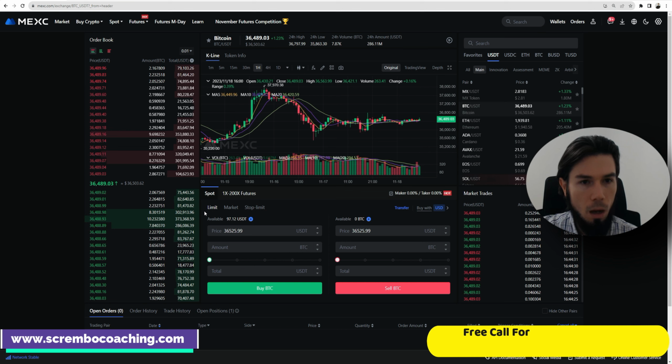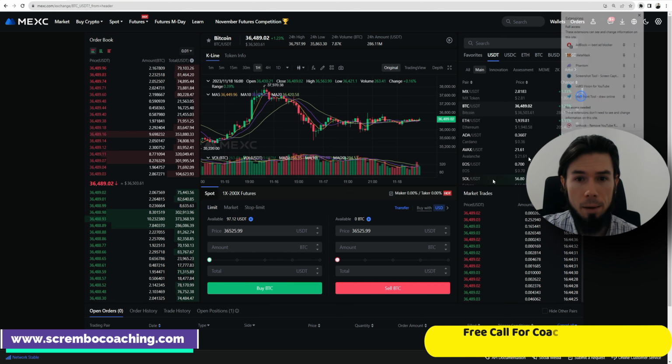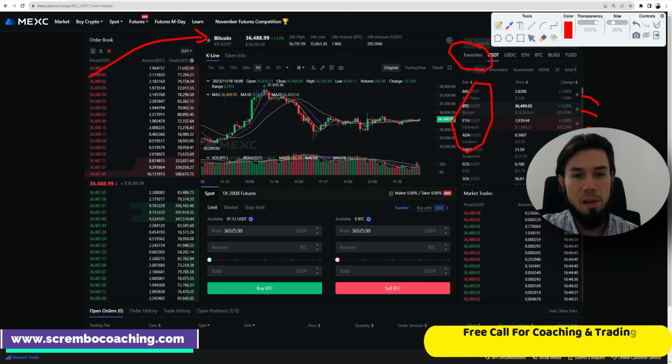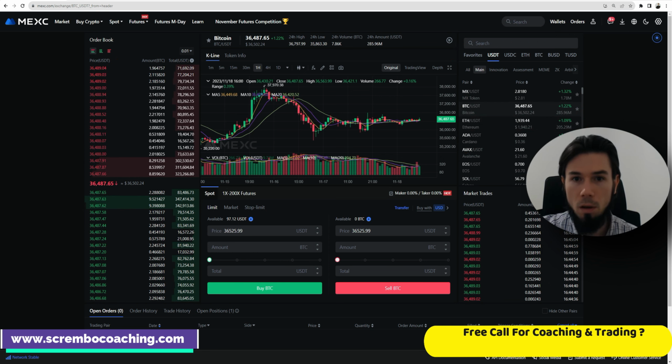Now, there's something else that I wanted to share with you as well: the possibility to add a pair of assets to your favorites by clicking on their star. There is a star for each of these, and it goes automatically into the favorites sector. This is very important because you don't always have to search manually for BTC against USDT or any other cryptocurrency. You can put them into your favorites.